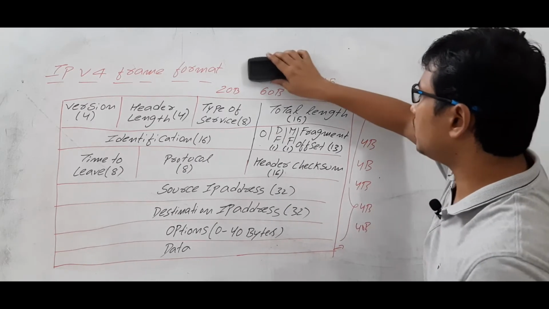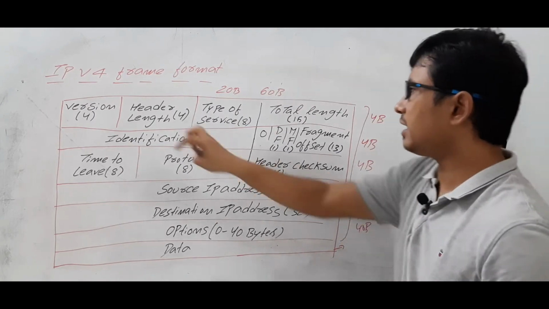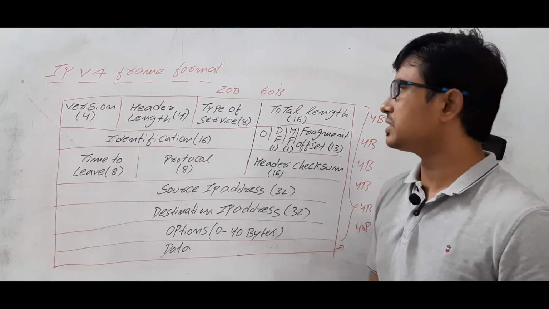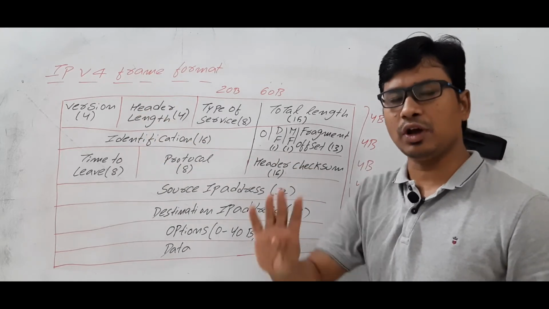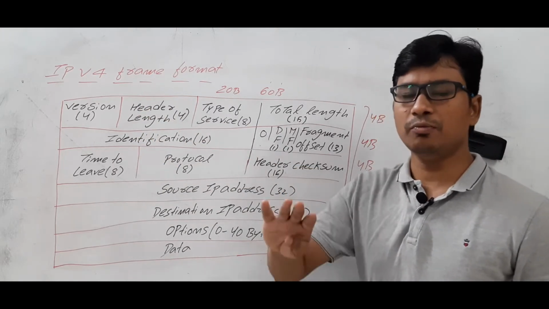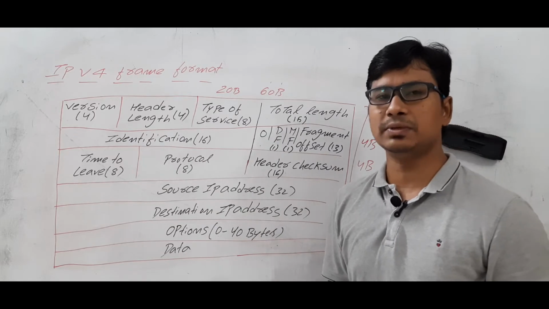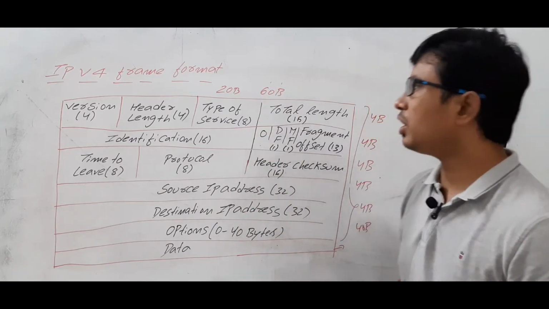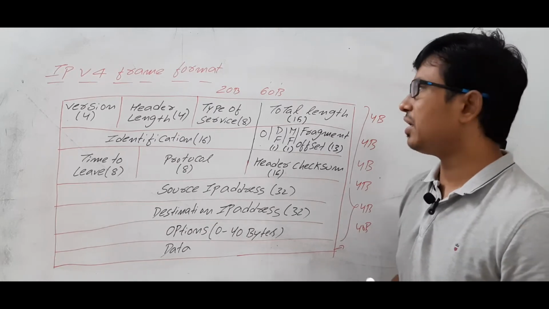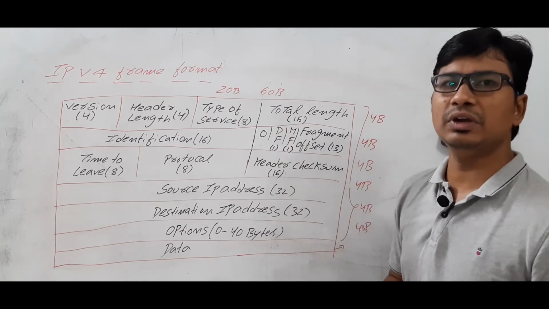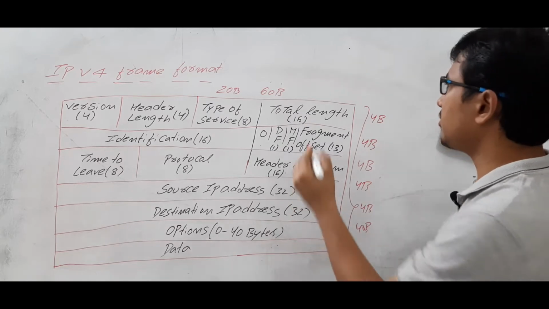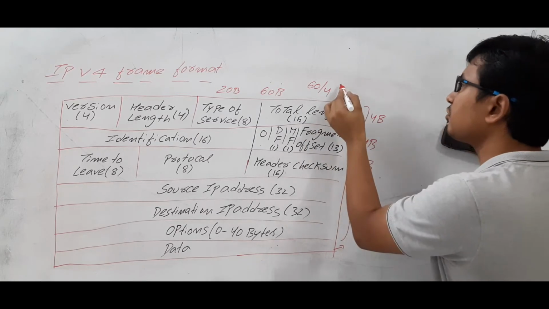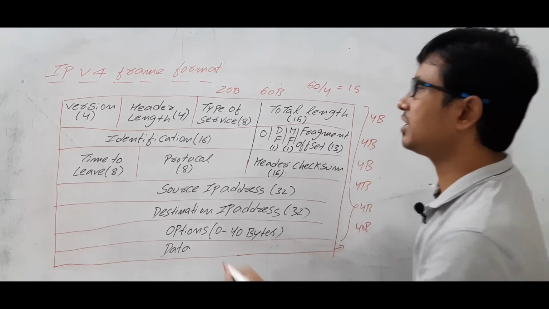Is it clear? Now, what is the header length saying? It is saying the total length of the header. Now you can ask me, sir, in header length you have only 4 bits, so I can represent a maximum decimal number of 15. But how can I represent 60? So what you will do is, if you have 60, you divide it by 4. If you divide 60 by 4, can you tell me what you will get? You will get 15. So you will keep 15 here.